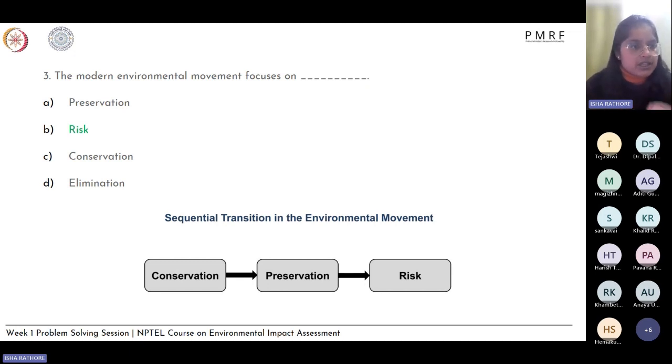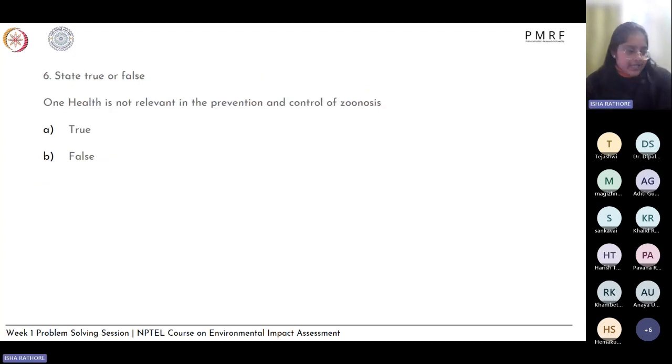Earlier we used to deal with the perspective of preservation, but right now we are looking at the environmental movement in the direction of risk. So B, risk is the correct answer. So again, looking at these figures and the transitioning is something which you could have captured. Okay, so moving on to the next question, which is a state true or false.